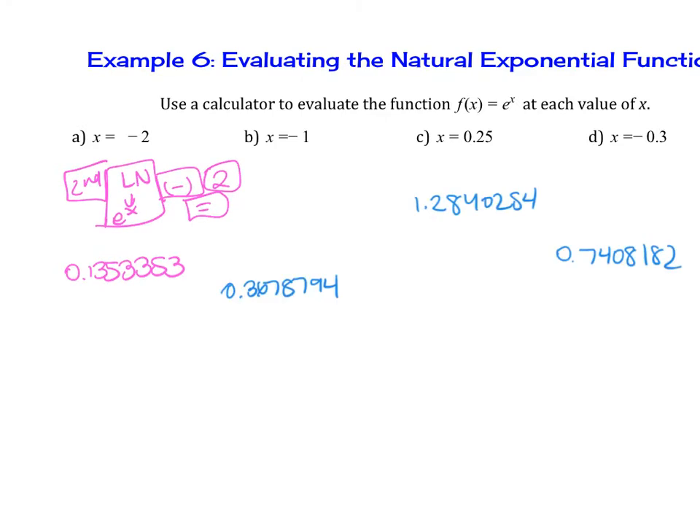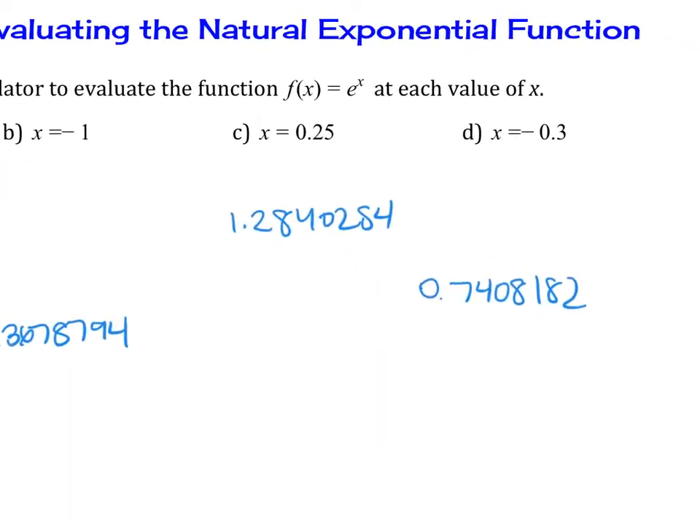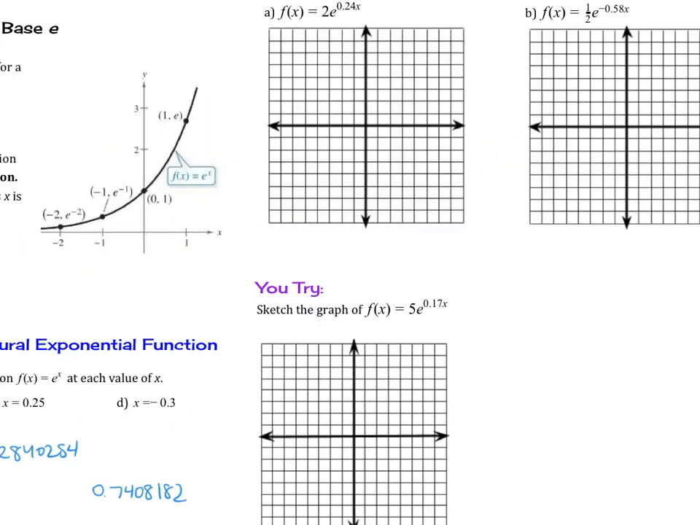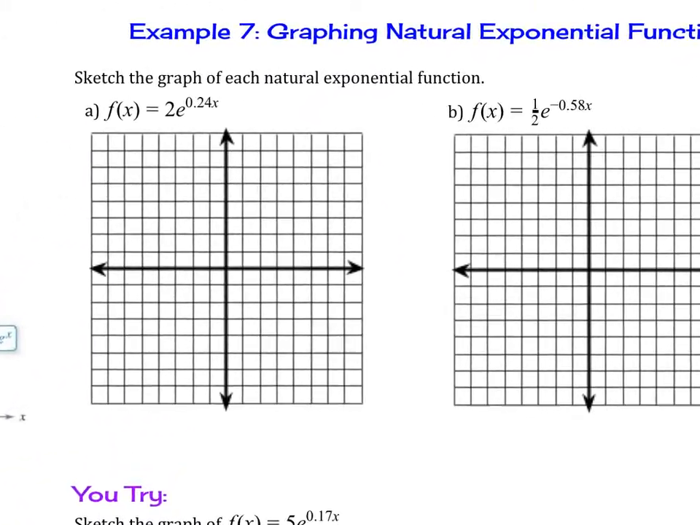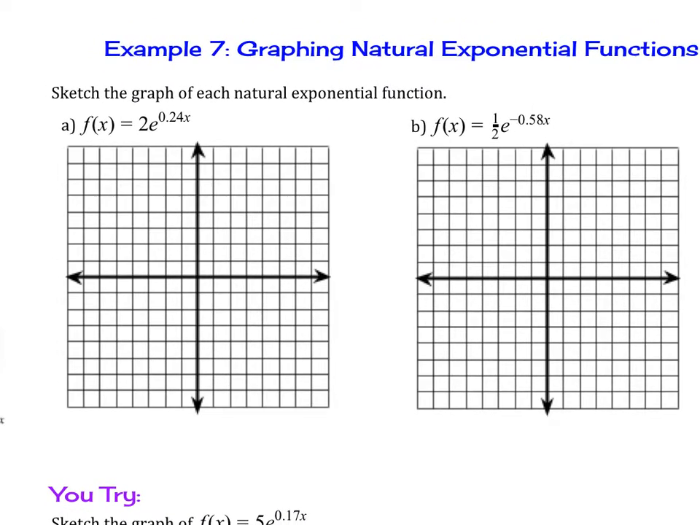If you tried it out, you would have gotten these: 0.3678794, 1.2840254, and 0.7408182. Now that we know how to plug it into a calculator, we're going to graph natural exponential functions. Sketch the graph of each natural exponential function.